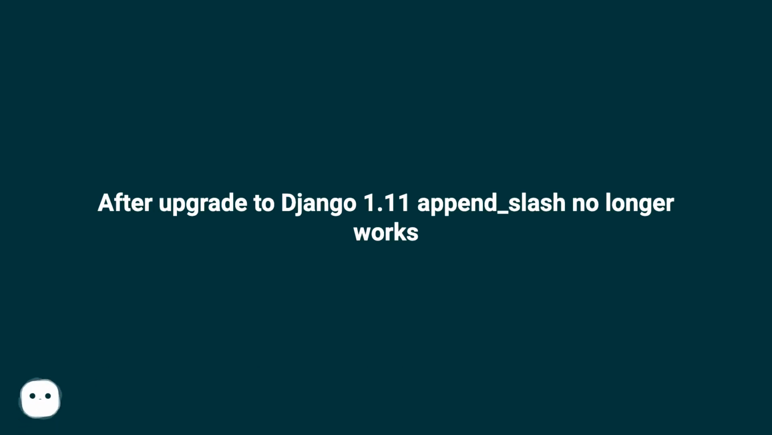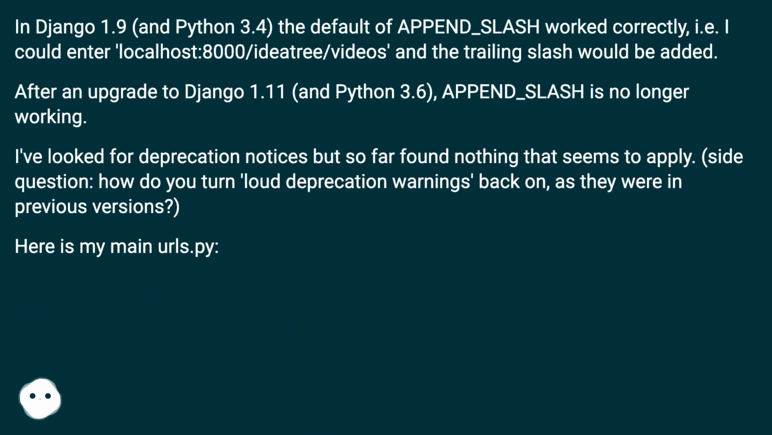After upgrade to Django 1.11 APPEND_SLASH no longer works. In Django 1.9 and Python 3.4, the default of APPEND_SLASH worked correctly, i.e. I could enter localhost:8000/idea/tree/videos, and the trailing slash would be added. After an upgrade to Django 1.11 and Python 3.6, APPEND_SLASH is no longer working.